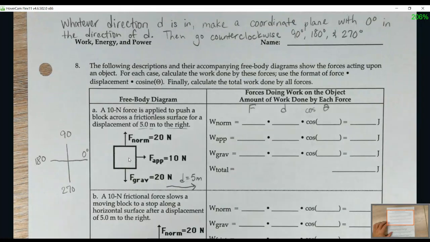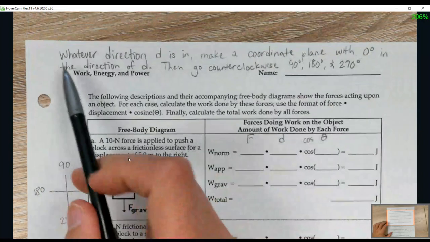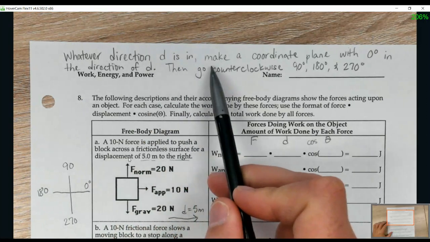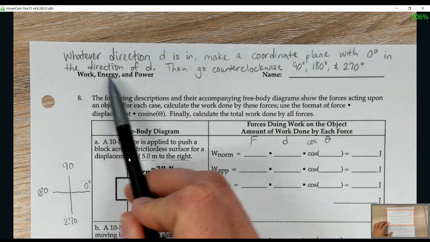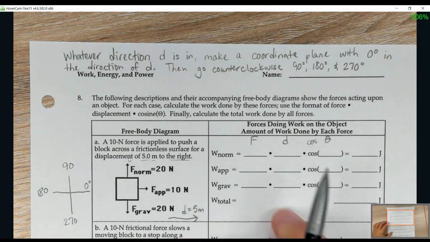Okay, so to find the net work or the total work on an object, we want to know whatever direction the distance is going, or displacement. Then we're going to make a coordinate plane with 0 in that direction, then go counterclockwise 90, 180, 270. Only when you see a problem similar to this.